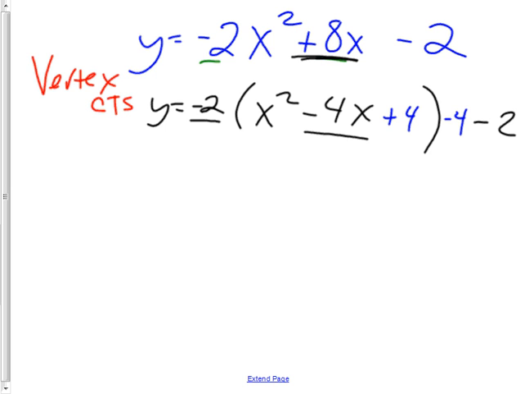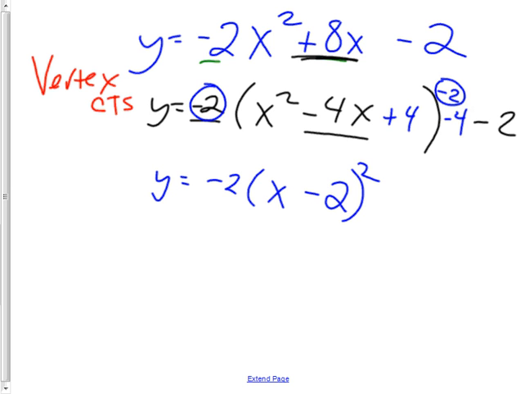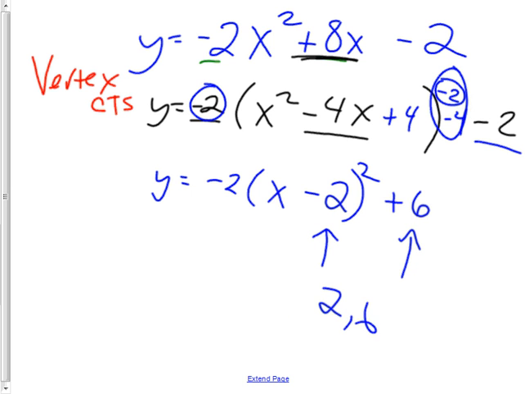Then the most common mistake. People forget that this -2 has to also get multiplied right there. Final answer. Y equals -2 times x minus 2 squared. That makes +8 minus 2, 8 minus 2, +6. It's in vertex form now. There's a vertex. 2, 6. Notice it's not -2, 6. It's 2, 6. Any questions about that? Did you get lost at any point in there? Okay. And that's all I've got for you.